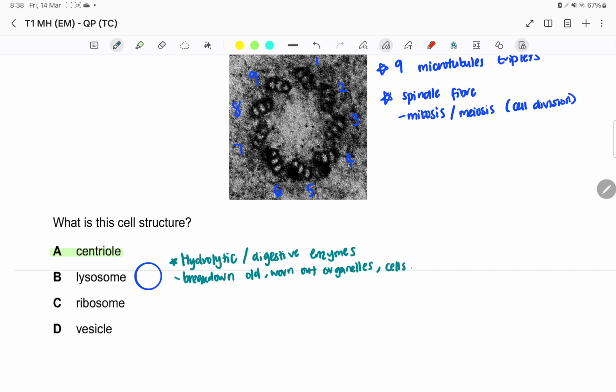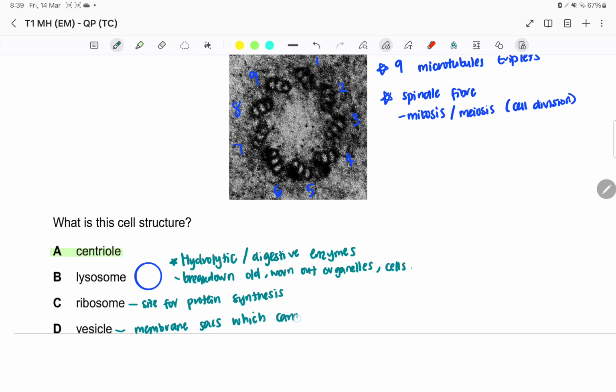Okay, and of course, I hope you also remember that ribosome. I always want the students to remember this is the site for protein synthesis. Okay, whereas vesicles are membrane sacs, okay, which carries or transports, okay, proteins.